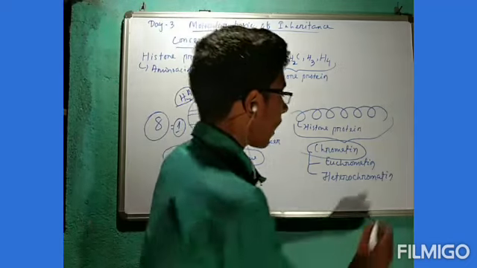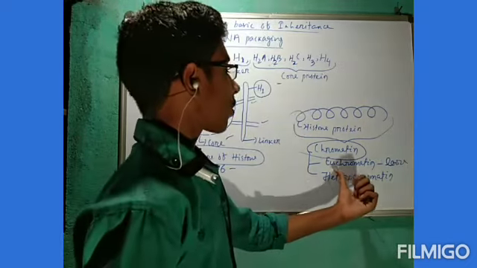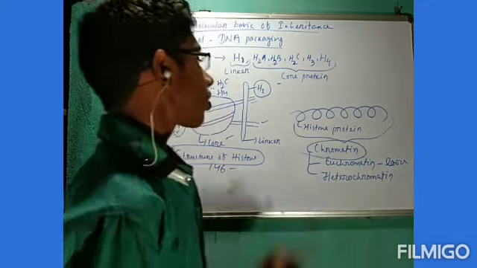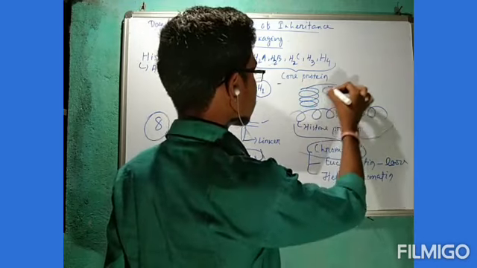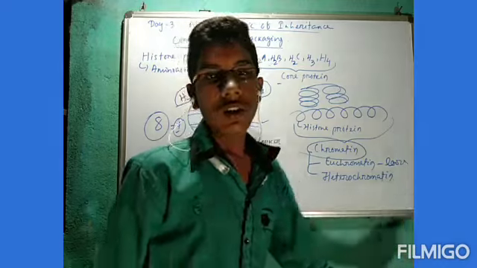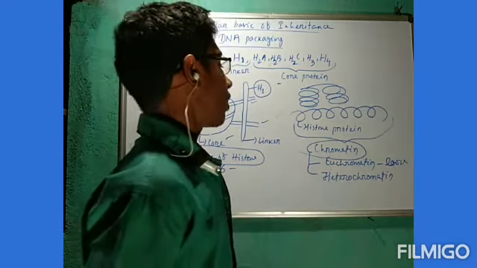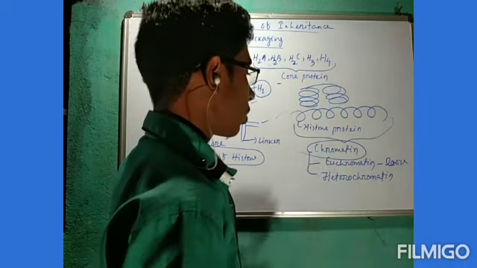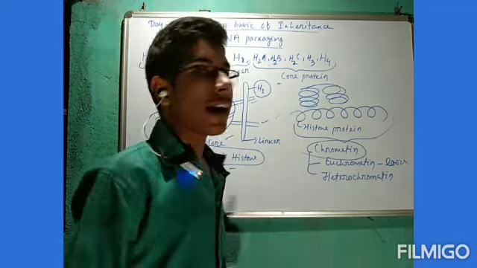When chromatin is loosely present, it is called euchromatin. When chromatin is seen densely, that type of chromatin is called heterochromatin. So when it is seen loosely, it is called euchromatin, and when it is seen densely, it is called heterochromatin.